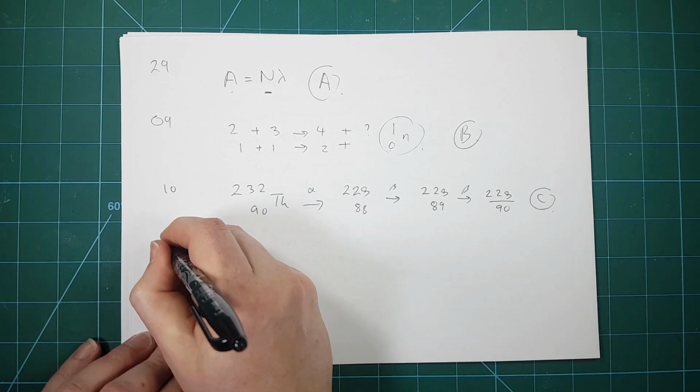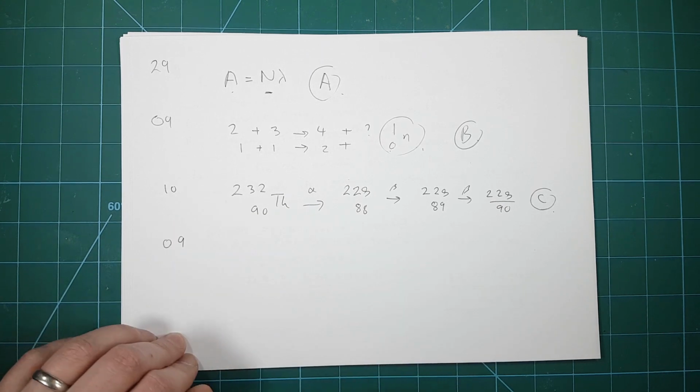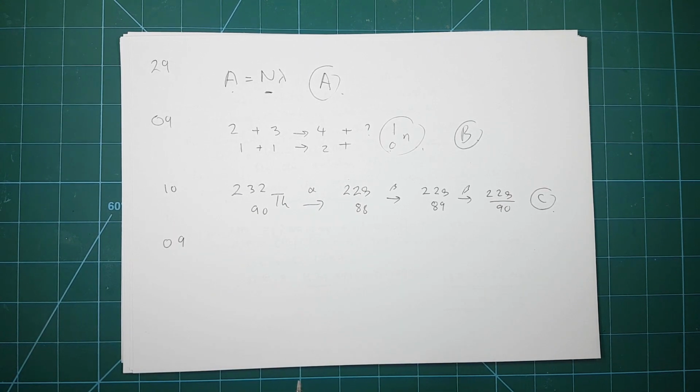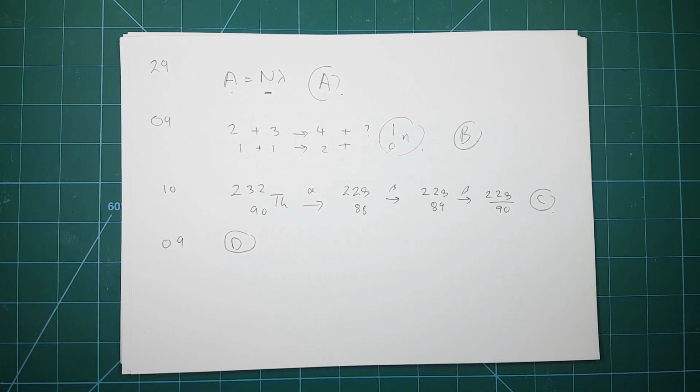Question 9. This one is from June 2019. An electron collides with an isolated atom and raises an orbiting electron to a higher energy level. Which statement is correct? Well, the only one that makes sense there is D, the energy transferred from the colliding electron to the orbiting electron. The others are nonsense.